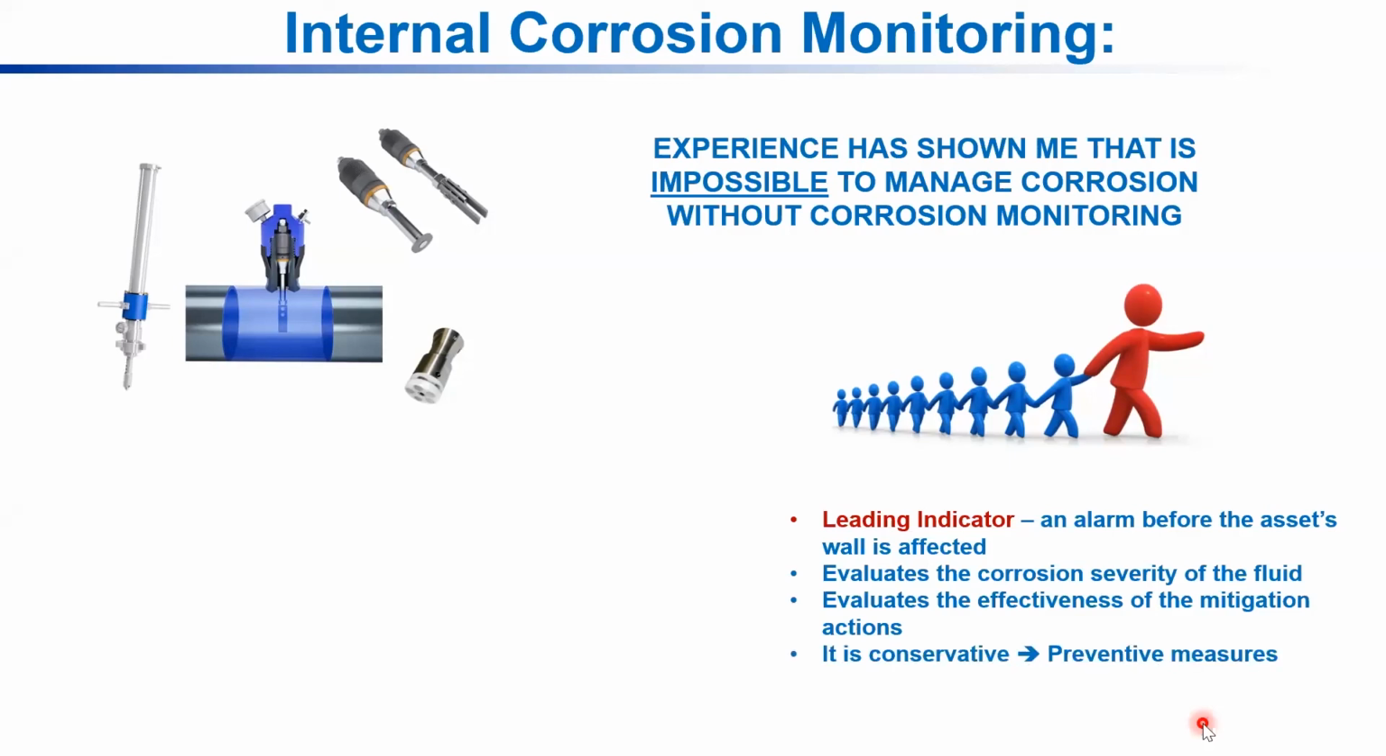Now, it is conservative. Yes, that's what I want, because I want to be preventive. So that's why I want to locate my corrosion monitoring system in the worst locations, because what they are seeing doesn't necessarily represent what's happening in the pipeline wall. And then I'm being preventive. And of course, monitoring can trigger inspections. Then they can say, okay, it's time to do an inspection.